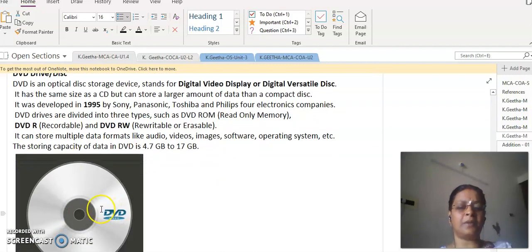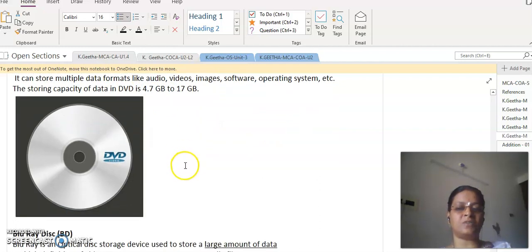So it is very similar to the CDs, except that the capacity is going to be huge. DVD recordable and DVD rewritable and erasable options are available, and we can store any of the media content whatever we are dealing with for processing and to be stored in this DVD. The storage capacity of the data usually will be in the range of 4.7 GB to 17 GB. To that extent, the size is going to vary.